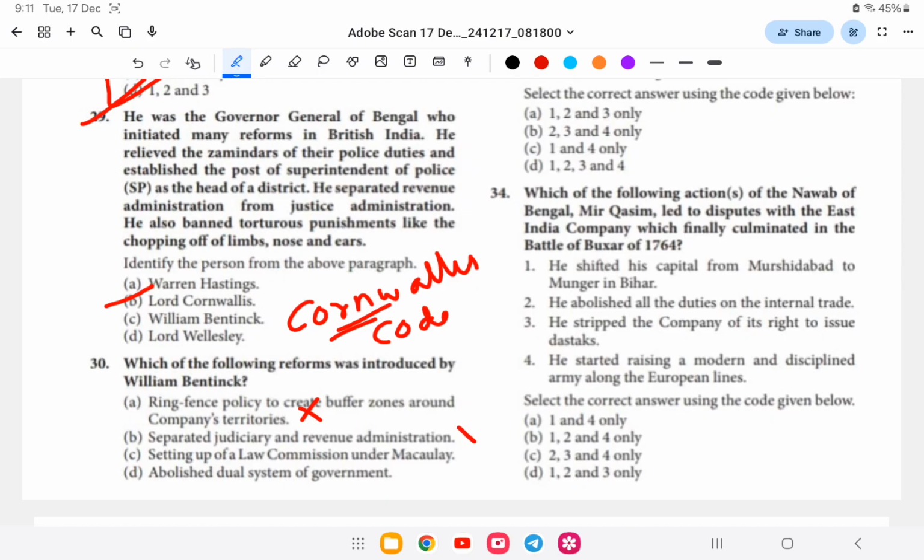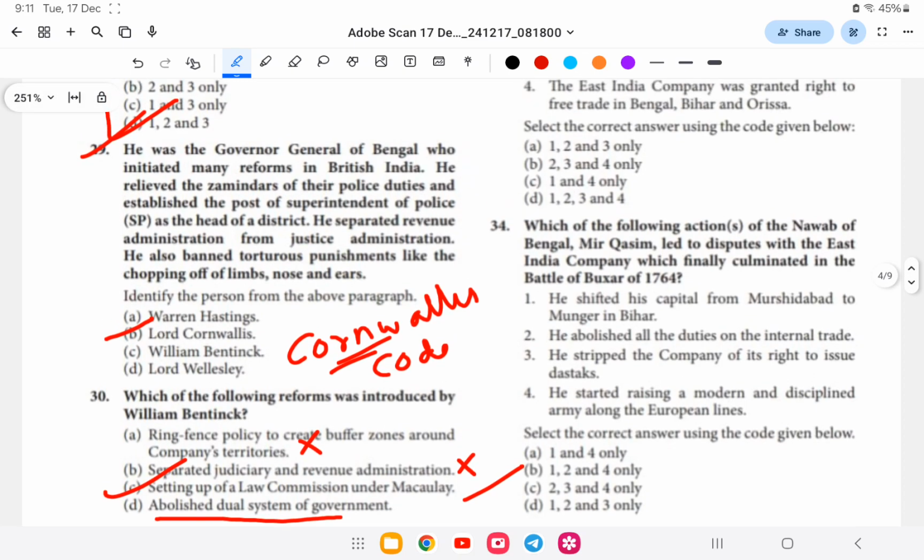Next, setting up of a law commission under Macaulay. So C is correct. And abolition of the dual system was started by Mr. Warren Hastings. Robert Clive first introduced it, but it was Warren Hastings who abolished it. So the answer is option number C, that is setting up of a law commission under Macaulay.